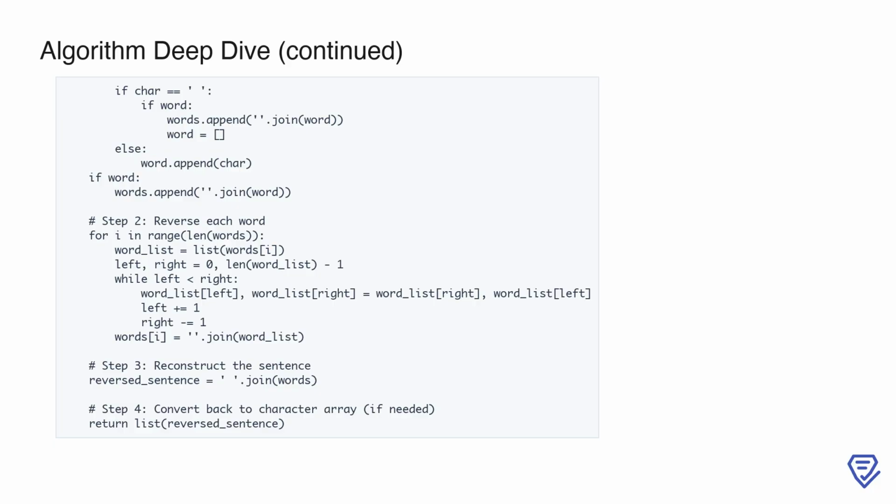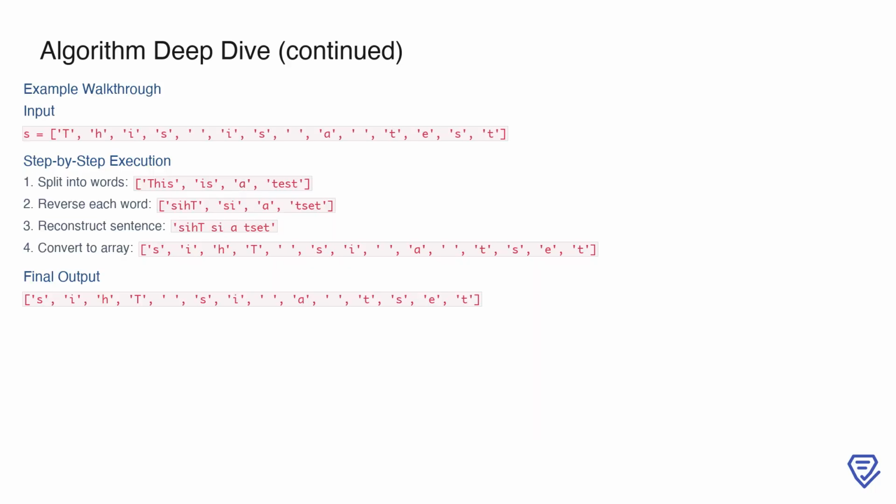After reversing all words, we reconstruct the sentence by joining the list of reversed words with spaces. Finally, if required, we convert the reconstructed sentence back into a character array and return it. This sequence of steps ensures correctness and efficiency. Let's walk through an example to see the algorithm in action.